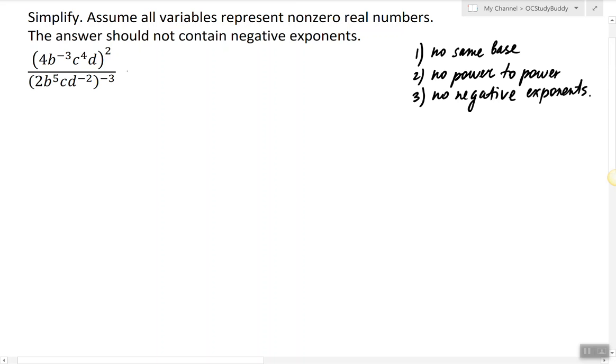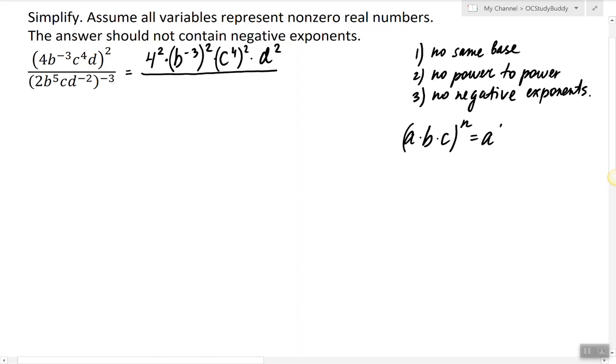First, we're going to distribute the power to each factor in the numerator and the denominator. So for example, we're going to apply this power 2 to every factor in the numerator. So we're going to have 4 squared, b to the negative 3 squared, c to the 4 squared, d squared. This property is called product to power. So that means when we have a product of 2 or 3 or 4 things raised to the power n, each of the factors can be raised to the power n. Same rule we use in the denominator.